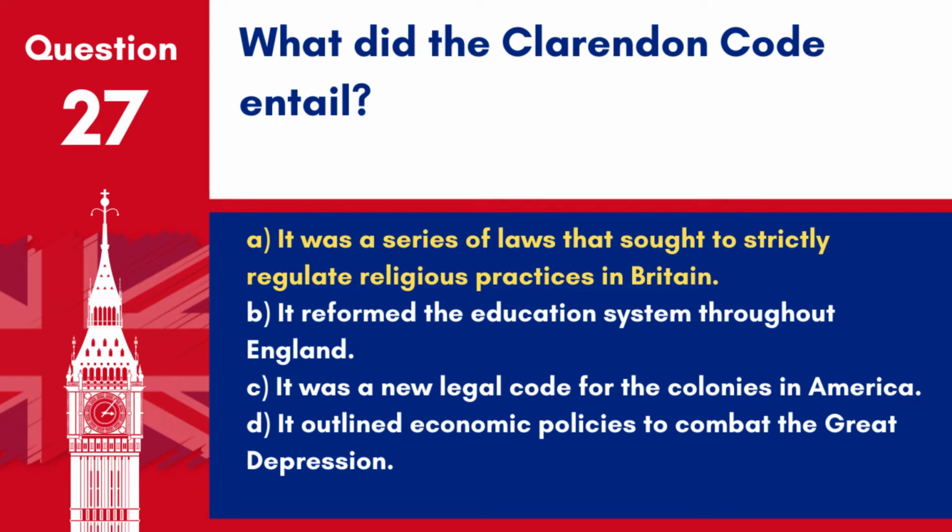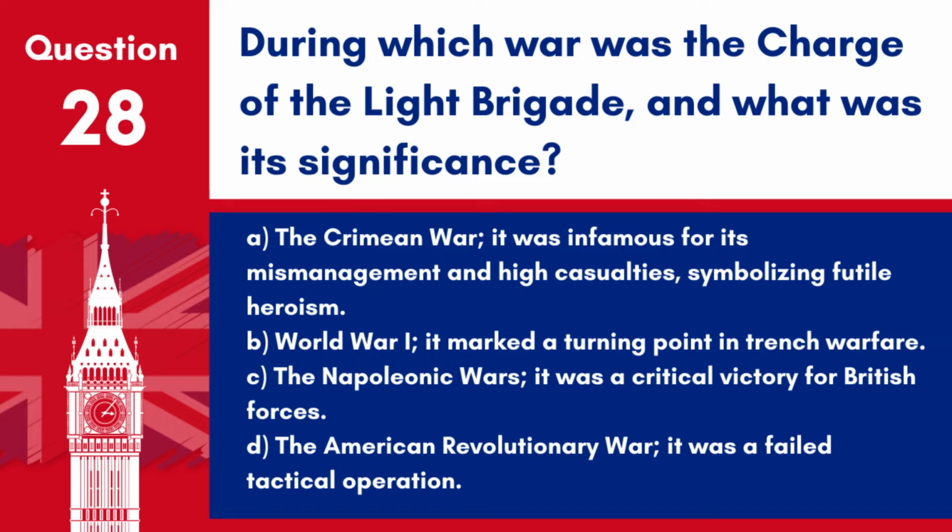Answer: A. It was a series of laws that sought to strictly regulate religious practices in Britain. Enacted in the 1660s, the Clarendon Code aimed to enforce conformity to the practices of the Church of England, marginalizing other religious groups.